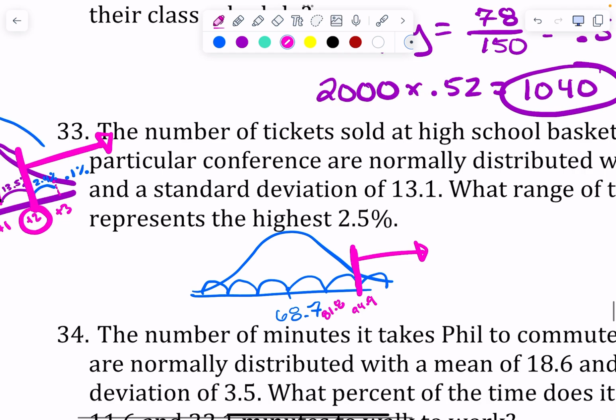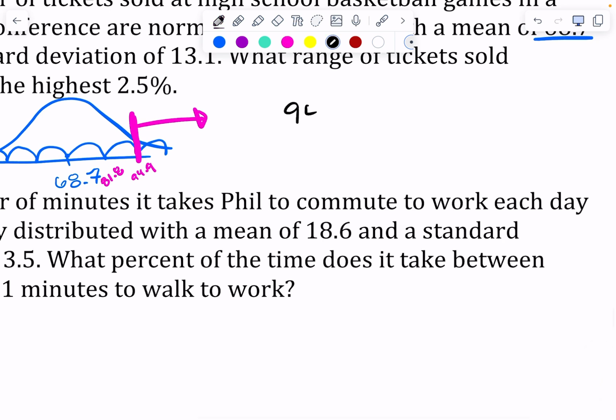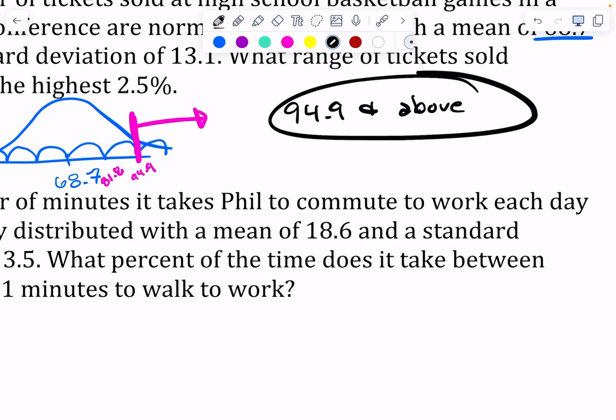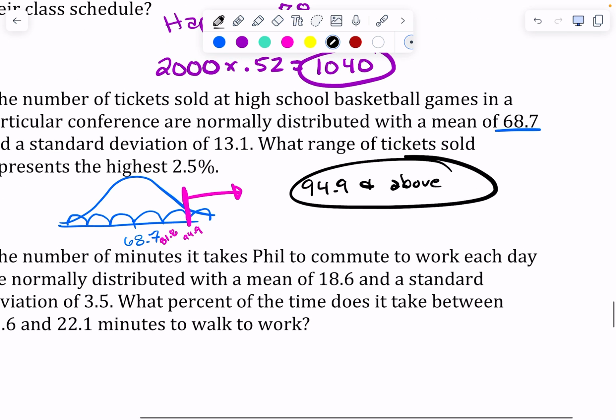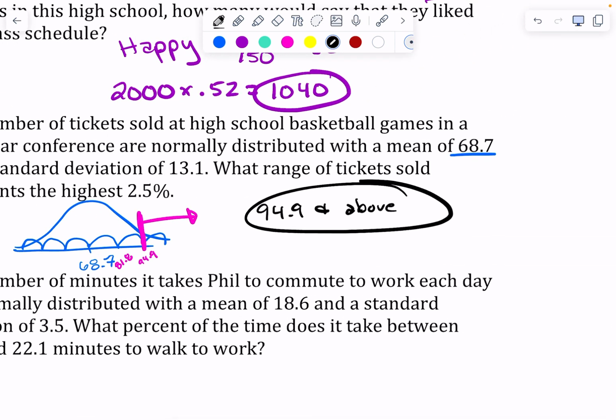So what range of values represents the highest 2.5%? 94.9 and above. Anything above 94.9 is the highest 2.5%. You see how that works on the bell curve? Greater than 94.9. You could also do greater than or equal to 94.9. Like that.